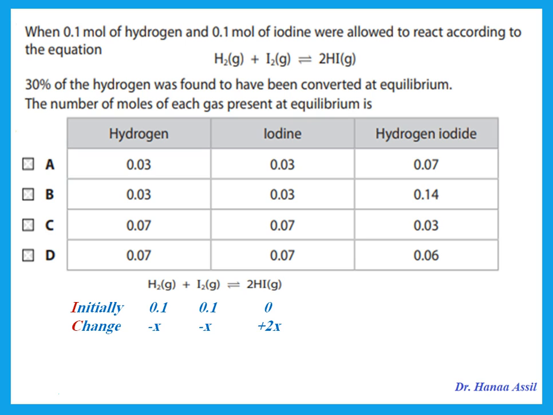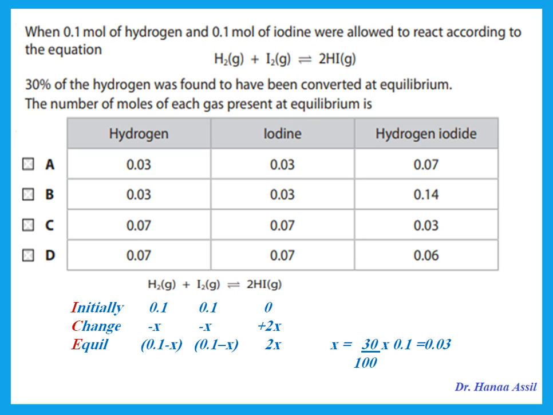And that means that what is left of hydrogen is the rest of the 0.1 minus X, iodine 0.1 minus X, and I form 2X of the HI. But then he said 30% of the hydrogen was converted, and that means the X that I removed from hydrogen, I removed 30% of the 0.1.